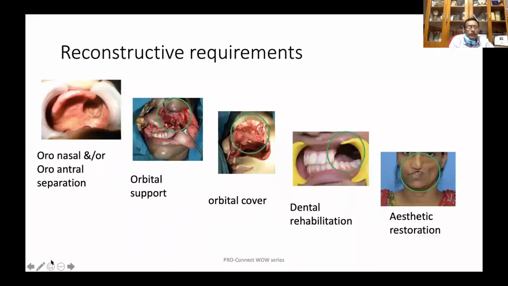The first and foremost, I would say, is oronasal or oroantral separation. That is the primary thing which allows you to not use a large obturator. Then orbital support in a preserved orbit, orbital cover in an exenterated orbit, additional to oronasal separation, as well as dental rehabilitation. And the last one, the aesthetic one, will be the last thing which you should take into account when you look at the requirements.